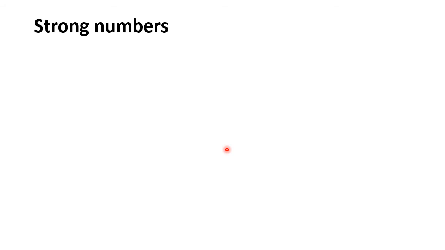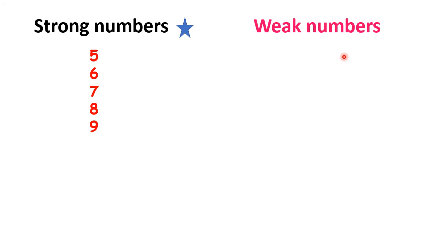We will remember strong numbers. Strong numbers begin from what? 5, 6, 7, 8, 9. If it is a strong number, give me 1 because it's a strong number. But weak numbers begin from what? 0, 1, 2, 3, 4. So the weak numbers begin from 0, 1, 2, 3, 4, but strong numbers begin from 5, 6, 7, 8, 9.